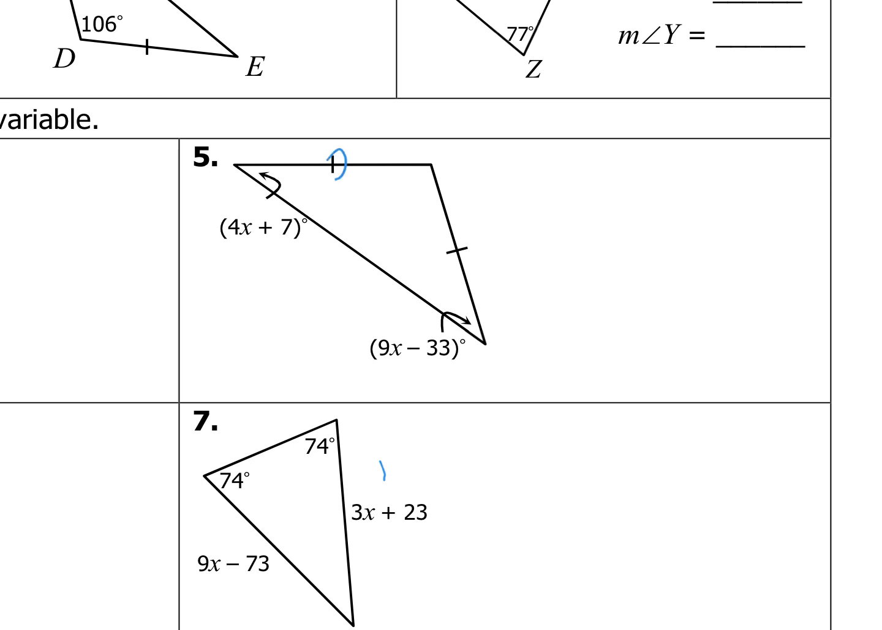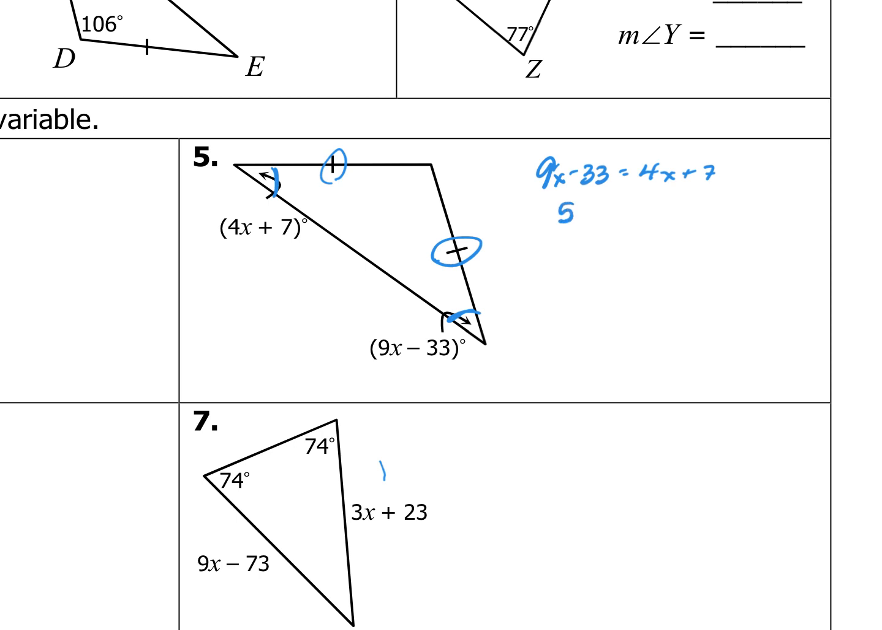So we see that this is isosceles, which means your base angles have to be congruent. So the two angles have to be congruent. We're going to set up our equation: 9x minus 33 equals 4x plus 7. So they're congruent. That means they're equal, and we're going to solve it.